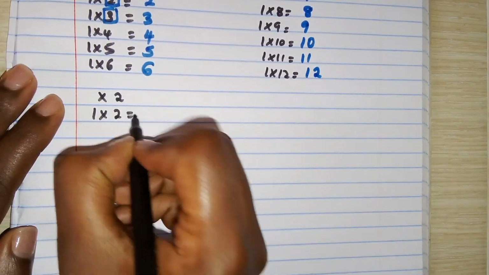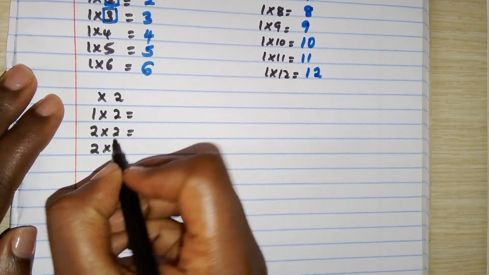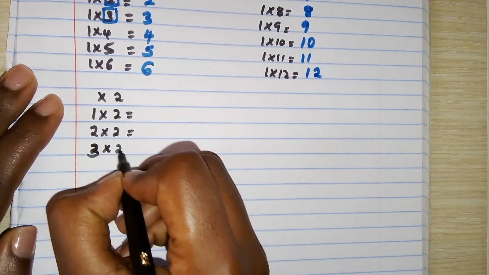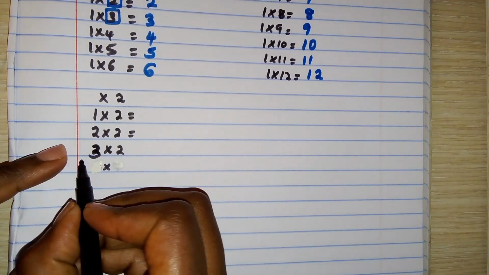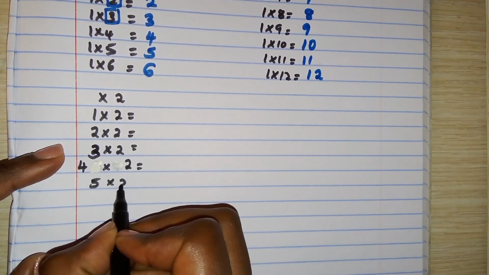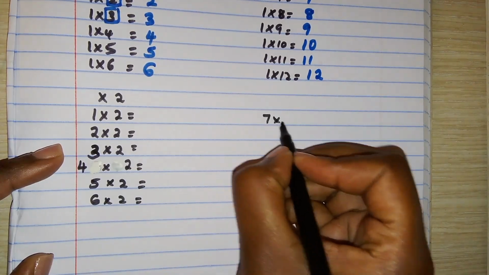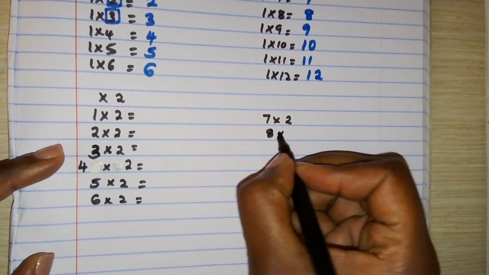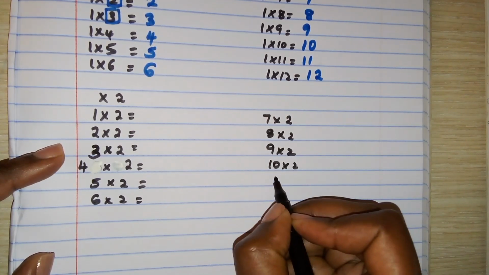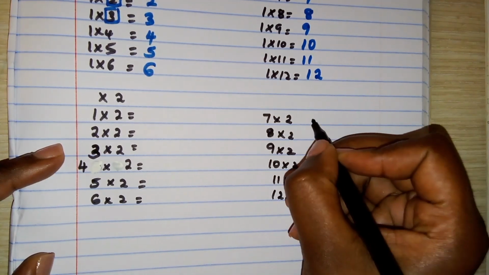So 1 times 2, 2 times 2, 3 times 2, 4 times 2, 5 times 2, 6 times 2, 7 times 2, 8 times 2, 9 times 2, 10 times 2, 11 times 2, 12 times 2.